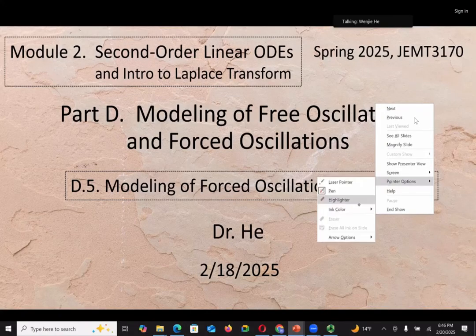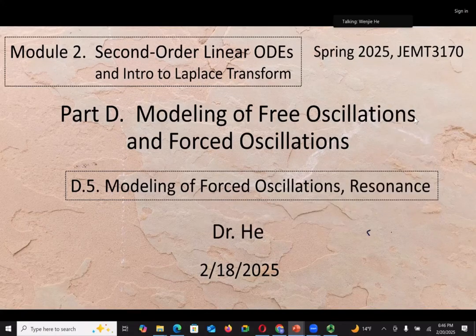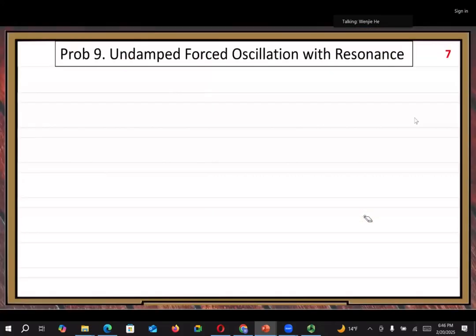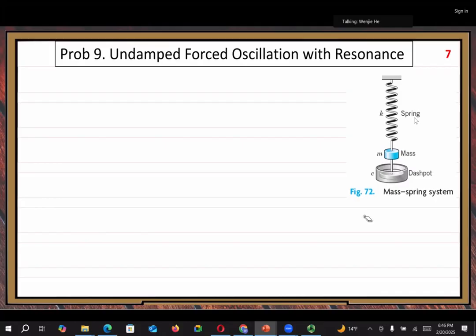So actually, the resonance problem today, we only need to solve one example. Problem 9, undamped forced oscillation with resonance. Let's look at this example. Let me explain. In this figure, you will see it in part E today, so I will work on this again.